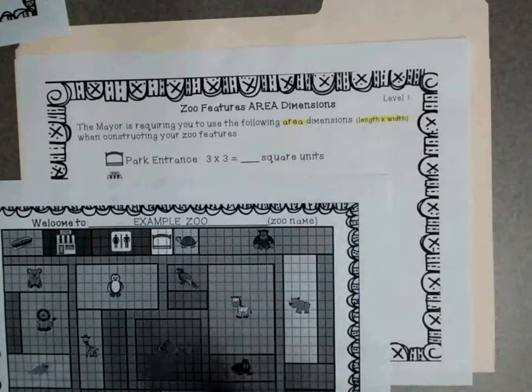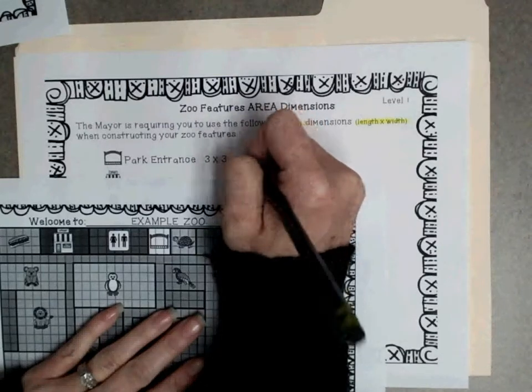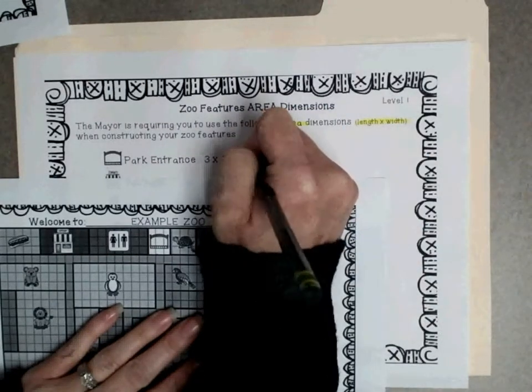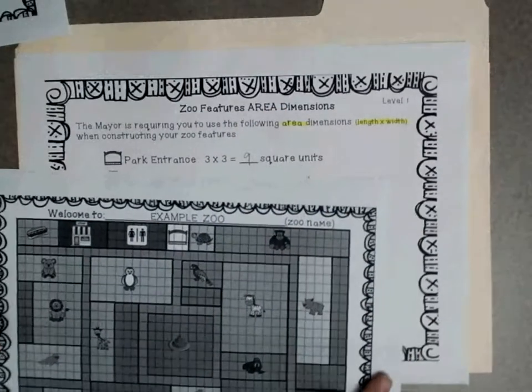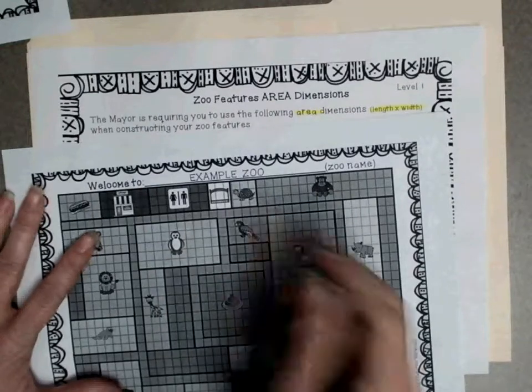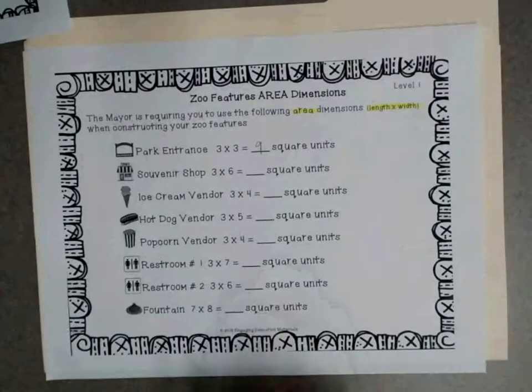Everybody? 9. So 3 times 3 is 9. And it's right here, so you could see 1, 2, 3. 1, 2, 3. All right, and I'm going to use this pen.